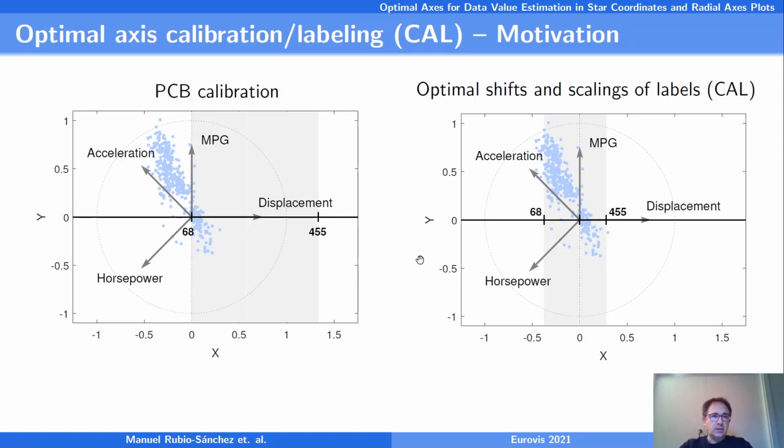So for example, in this case, we've used a data set of cars, and the values for the displacement variable are between 68 and 455. So if you notice on the image on the left, if we project the points orthogonally onto the axis, most of the values are going to be less than 68, which would be false. So ideally, we would like these points to lie within the gray region. And if you scale the axis and shift it appropriately, we see that the labels appear in other locations, and now most of the points lie within the gray region.